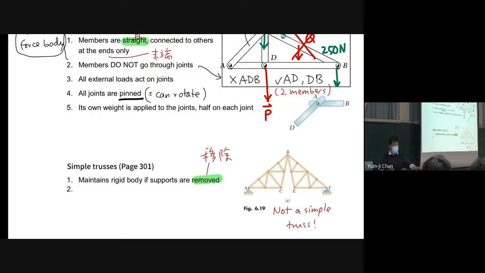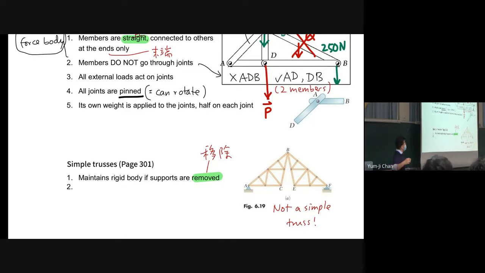For the truss on the bottom right-hand corner, if we remove the supports, these two parts can rotate, right? Because the joint FB is a hinge joint. So if the supports are removed, ACB and BEF can rotate relative to each other. So it is not a simple truss.